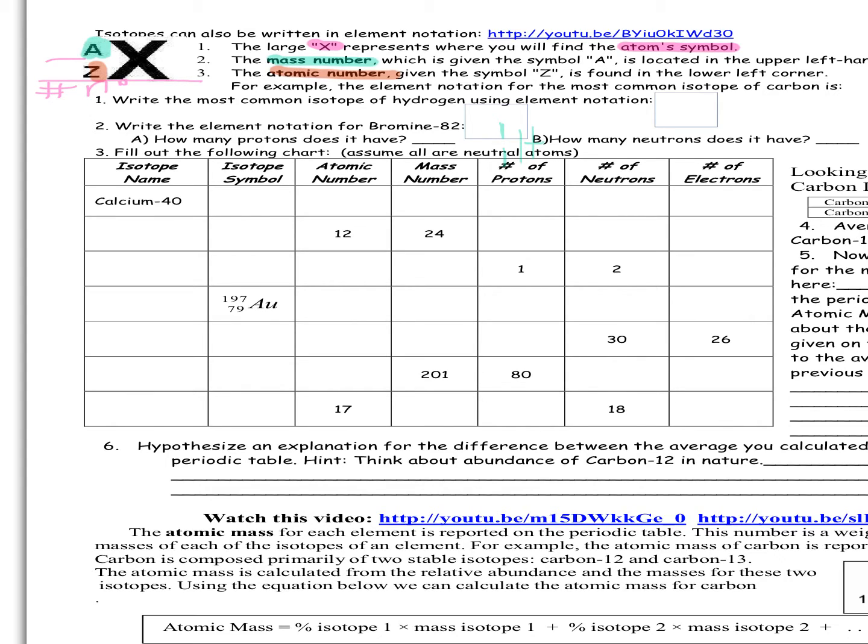If I wanted to know the number of neutrons, I would subtract this, and 1 minus 1 is 0. The most common isotope of hydrogen does not have any neutrons. It's just a proton in the nucleus.